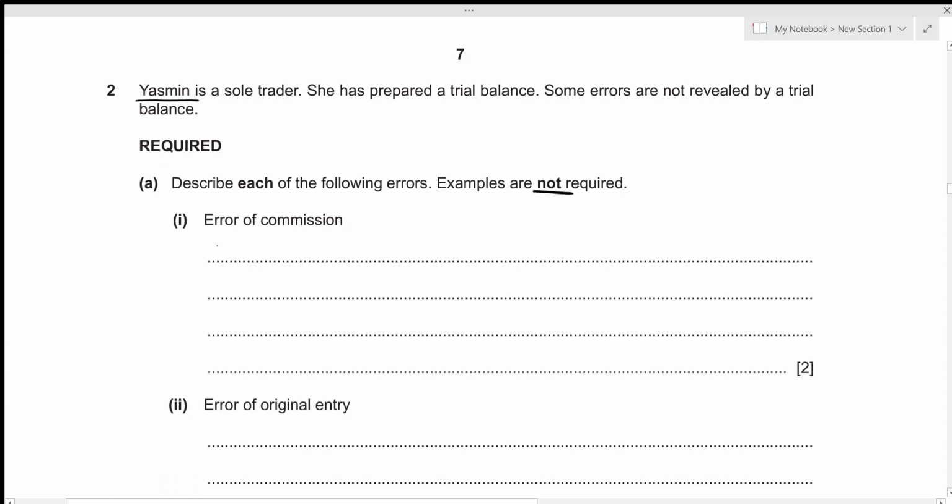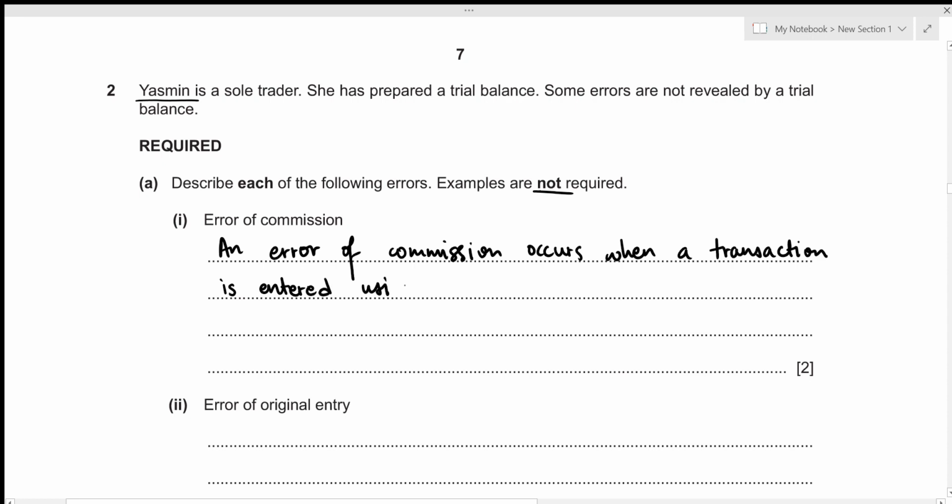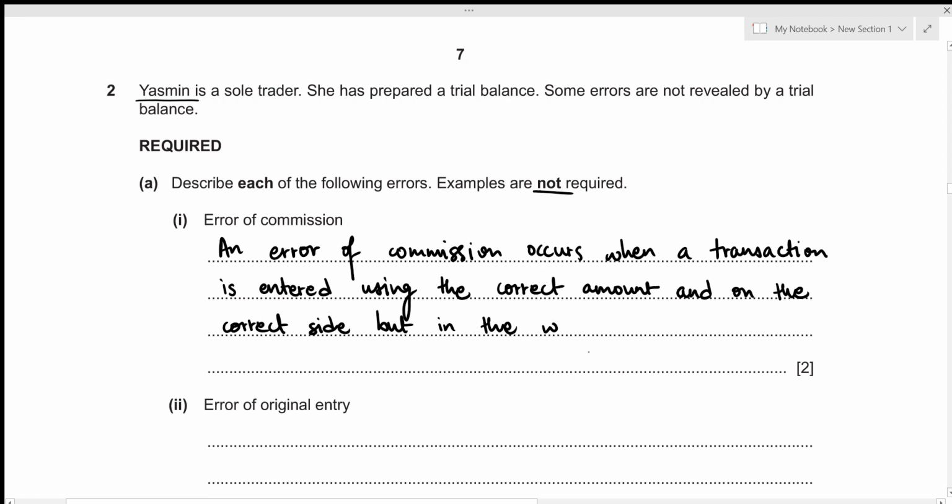So let's write it down. An error of commission occurs when a transaction is entered using the correct amount and on the correct side, but in the wrong account of the same class.